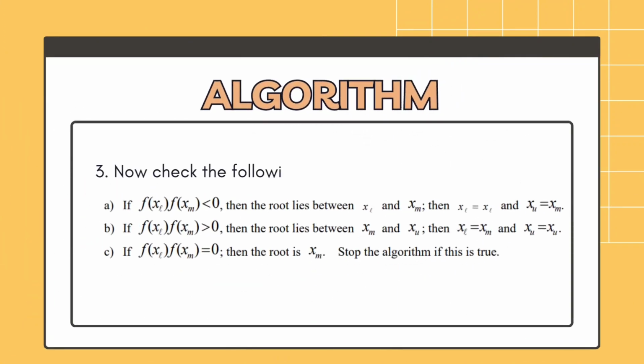For step 3, we have to check the following. A. If the product of the function of XL and XM is less than 0, then the root lies between XL and XM. Then XL will remain XL in the next iteration, and XM will be the new XU. However, if it is greater than 0, then the root lies between XM and XU. XM will be the new XL, and XU will remain as it is in the next iteration. Lastly, if the product is equal to 0, you will stop solving because the root is XM.